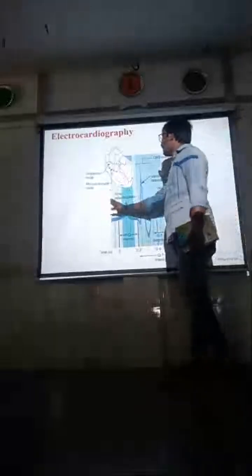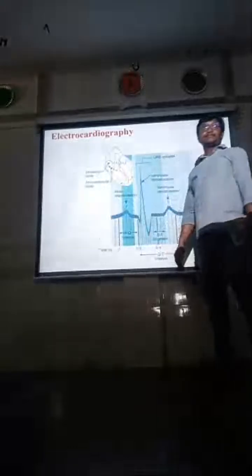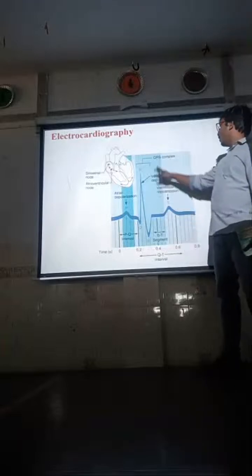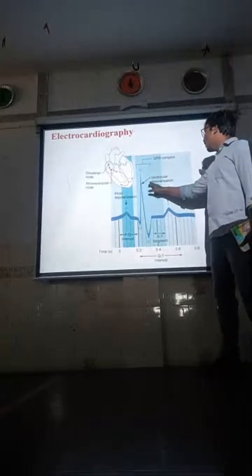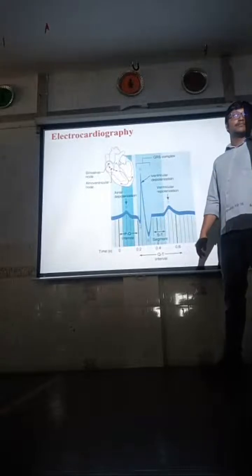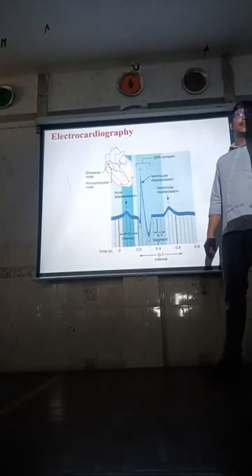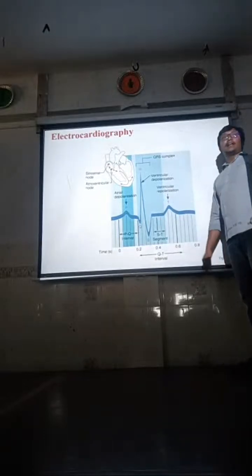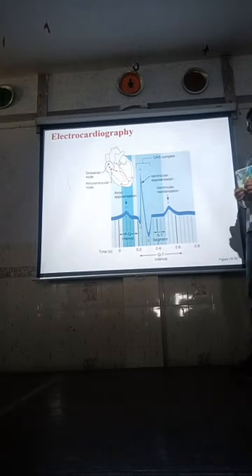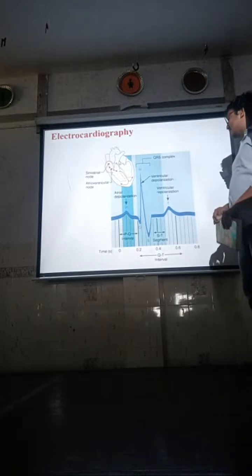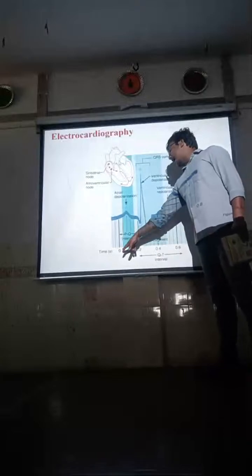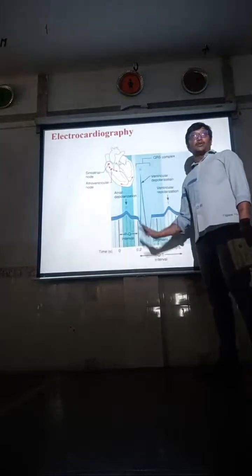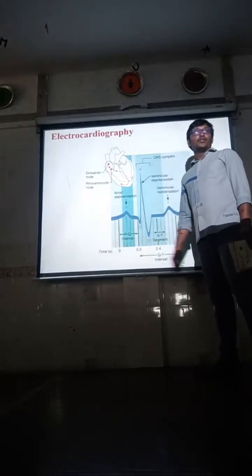Now P wave is concerned with the atrial depolarization. QRS complex is concerned with the ventricular depolarization, and T wave is concerned with the ventricular repolarization. Now if you see, the atrial depolarization occurs between 0.0 to 0.2 seconds.